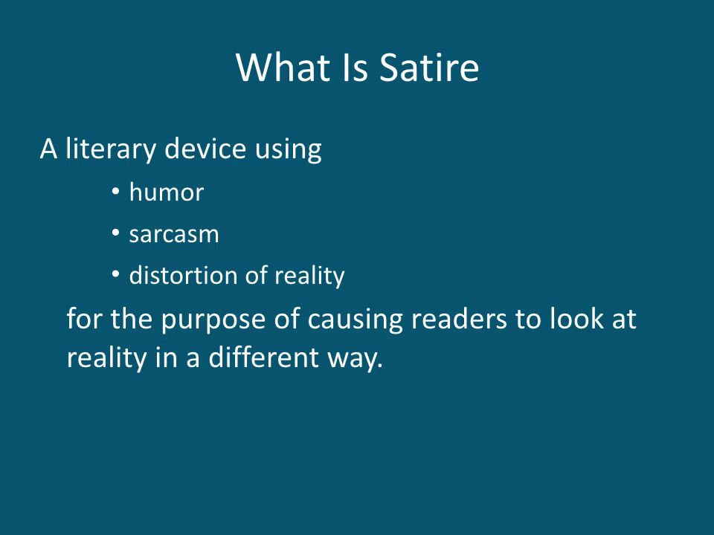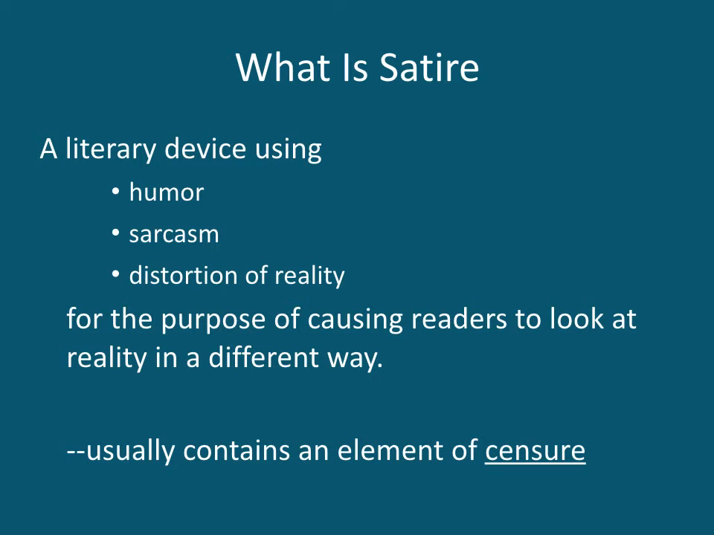It also uses a distortion of reality that allows you to create a different world for the sake of showing an exaggerated version of the world that you live in. It usually contains an element of censure, because typically satire is aiming to correct a problem in society.